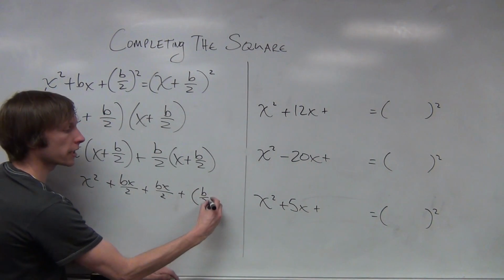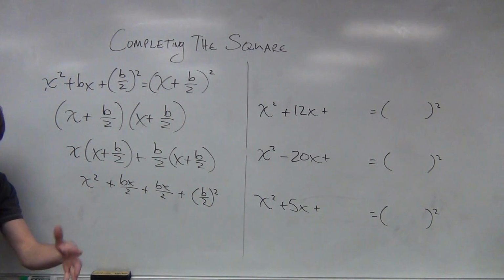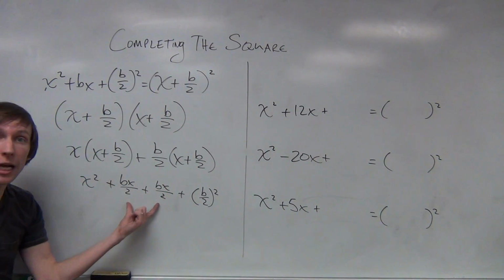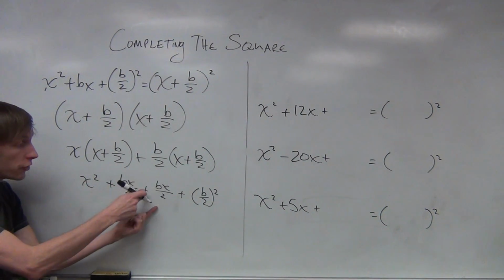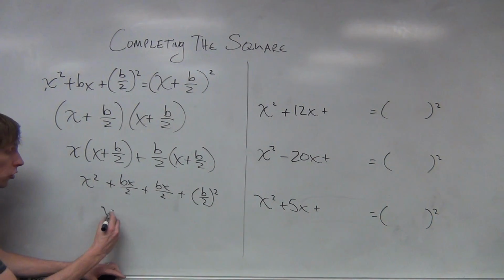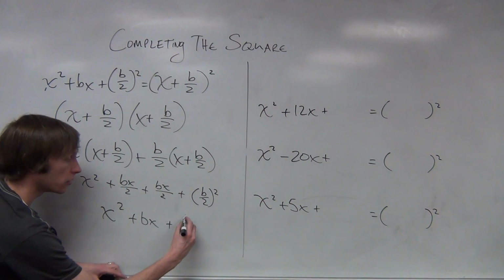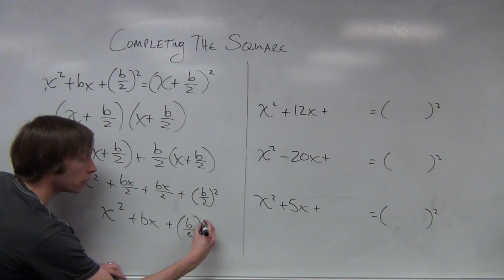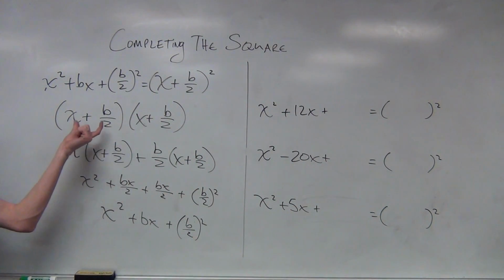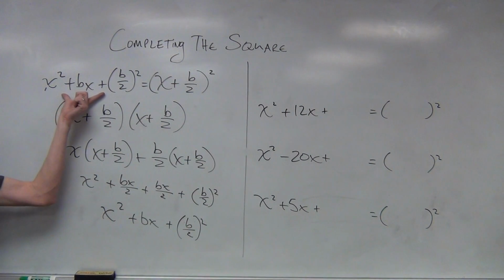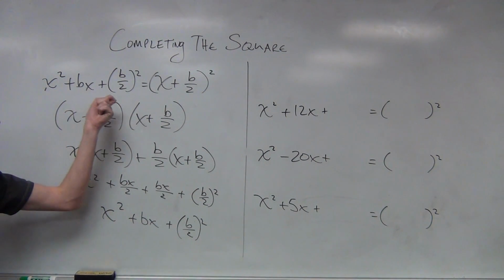Let me just write that like this. All right, b over 2 squared. I'm multiplying it by itself. Now these are like terms. b over 2 x's plus b over 2 x's makes a total of 1bx. So that is why this binomial squared is equal to this form right here, x squared plus bx plus b over 2 squared.